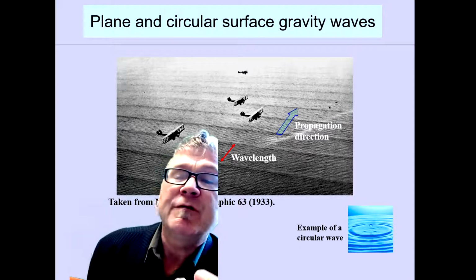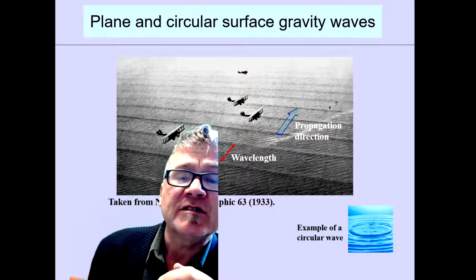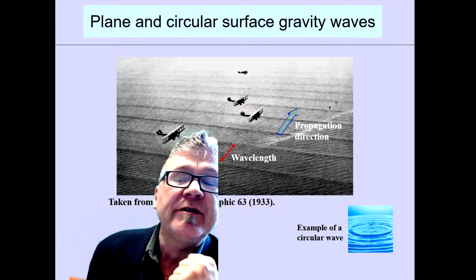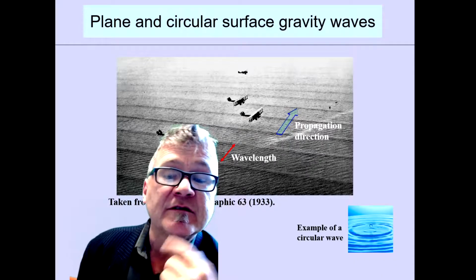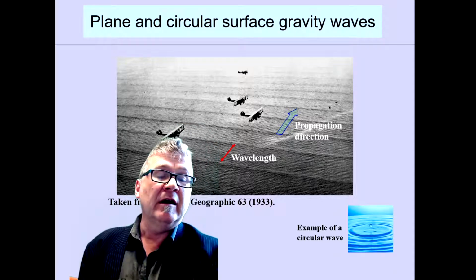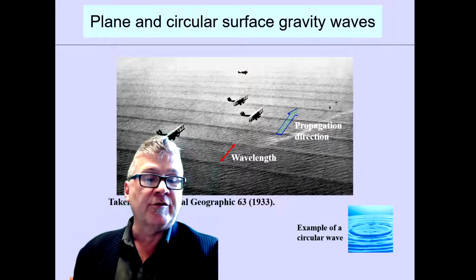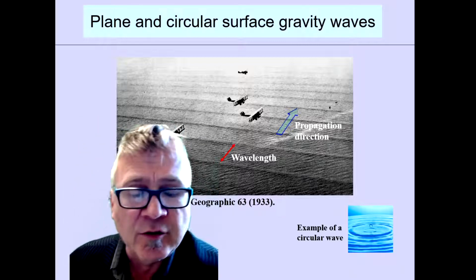So now in principle, we have two different shapes or types of surface gravity waves. The one is called the plane surface gravity waves, and the other one is called the circular gravity wave. The circular wave is just the wave crests are all connected through circles, and you get something like this by throwing a rock into the water.